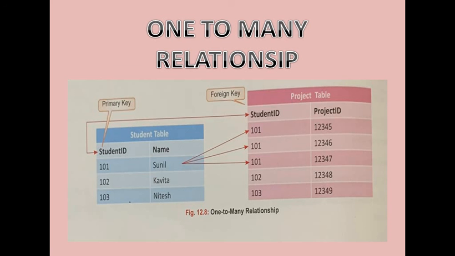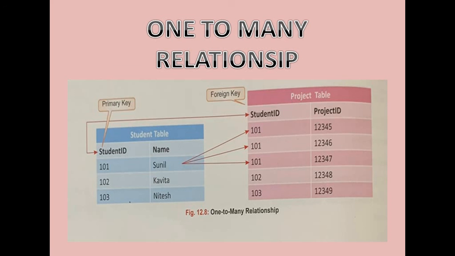That is why the student ID has been made the foreign key over there. So here it is clearly describing the one-to-many relationship. One student has submitted several projects. That is what the one-to-many relationship is.